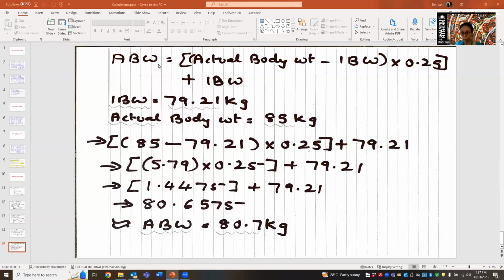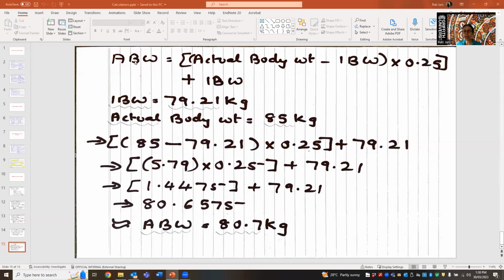For a patient who is healthy weight, you do not do any of these ideal body weight, adjusted body weight calculations. For a patient who is underweight, you again do not do any ideal body weight, adjusted body weight calculations. For healthy weight individuals and for patients with weight loss, you just use their actual body weight or their current usual body weight. So the thumb rule is that your adjusted body weight is always going to be a little bit more than your ideal body weight.